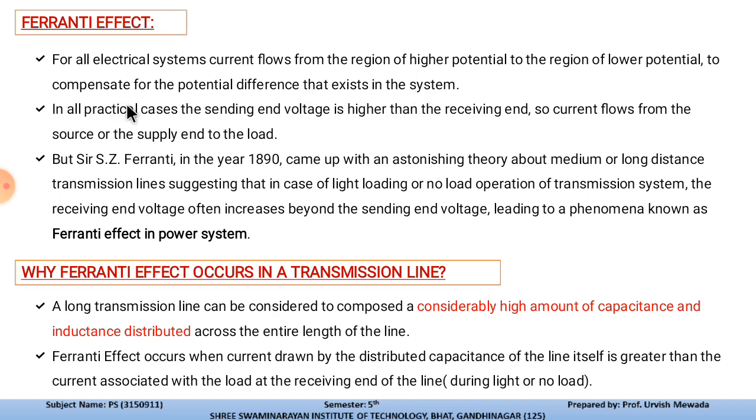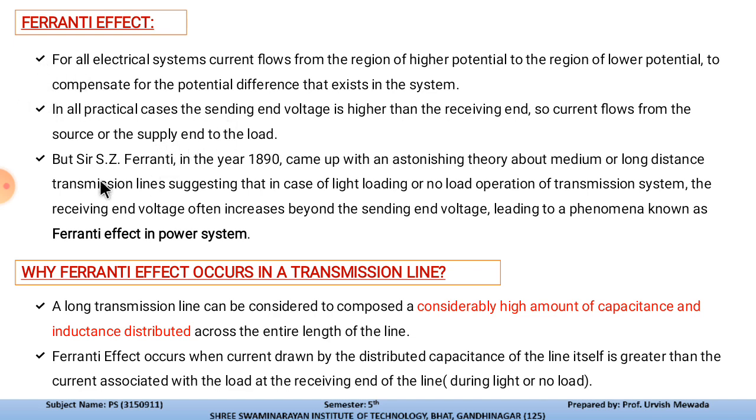So the current flows from the source or the supply end to the load. Why does current flow? Just because of the potential difference, voltage of the transmission line flows from the sending end to the receiving end, and due to that the current also flows from the sending end to the receiving end, and at the receiving end we have connected the load. So generally the current flows from the source to the load.